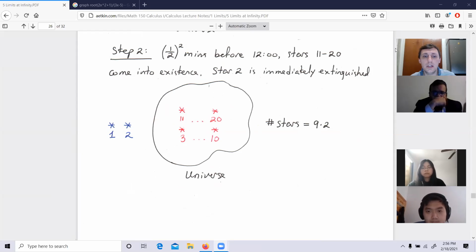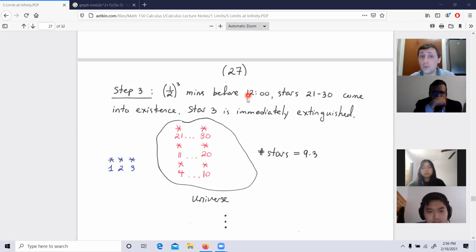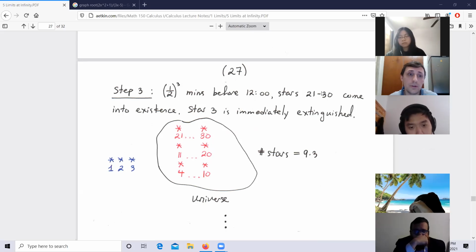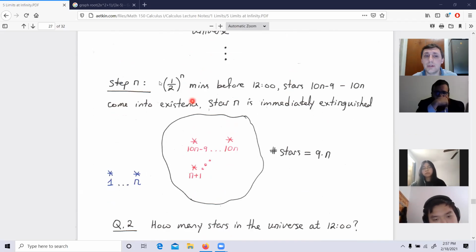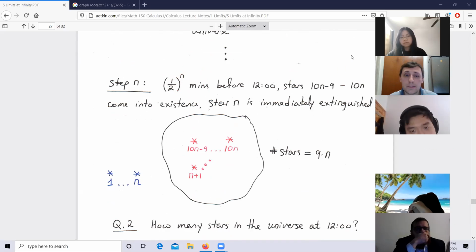That's very nice. Now, what happens 1/2 cube minutes before 12? Well, you can obviously guess that stars numbered 21 through 30 appear, but this time star number 3 vanishes. It now is extinguished. Good. And in general, at procedure number n, at 1/2 to the power of n minutes before 12, star numbered n expires from the universe. Clear?